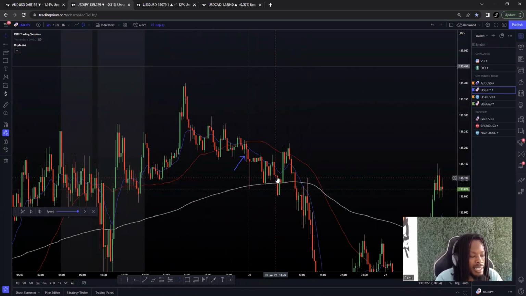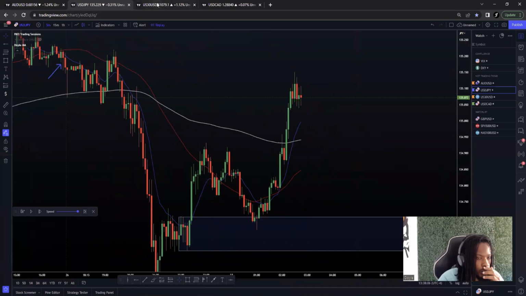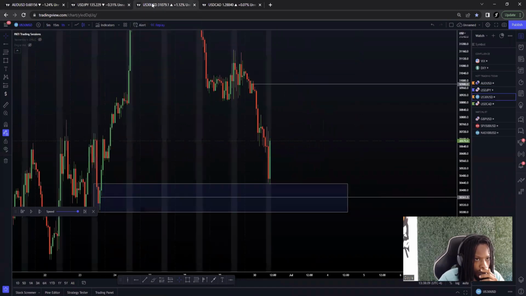So just pay attention to the higher time frame and don't be afraid to go towards the 200 if this is a higher time frame setup. Don't be afraid of that. Okay, so I'm going to go to this US 30 trade.